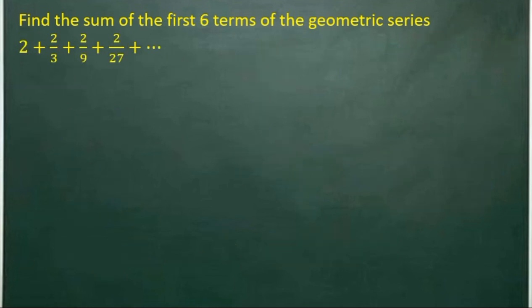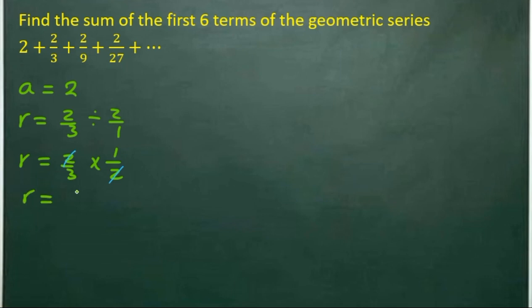Okay, let's try another one. In this question, the first term is given to be a equals 2, and the common ratio is going to be obtained by 2 over 3 divided by 2 over 1, the second term divided by the first term. Now this is going to give us 2 over 3 times 1 over 2. By observation, the 2 is gone, and r basically is left to be 1 over 3.